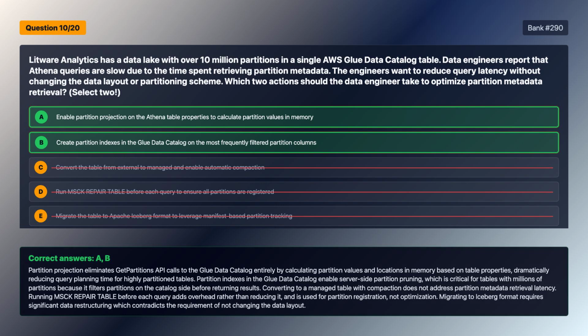The correct answers are option A and option B. Partition projection eliminates GetPartitions API calls to the Glue Data Catalog entirely by calculating partition values and locations in memory based on table properties, dramatically reducing query planning time for highly partitioned tables. Partition indexes in the Glue Data Catalog enable server-side partition pruning, which is critical for tables with millions of partitions because it filters partitions on the catalog side before returning results.